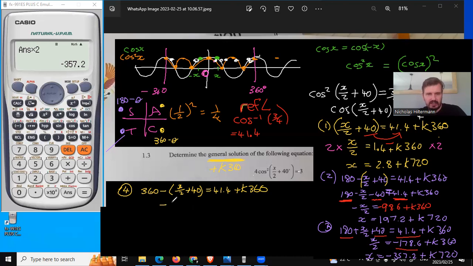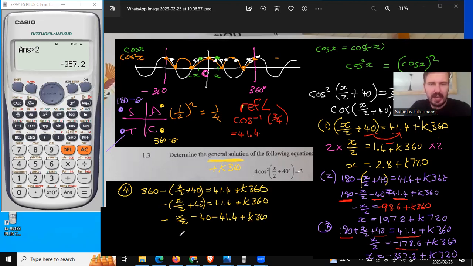Yes, good. So when we're dealing with this cos, we get rid of the problem child straight away. So that becomes negative x over 2 minus 40 equals 41.4 plus K360.